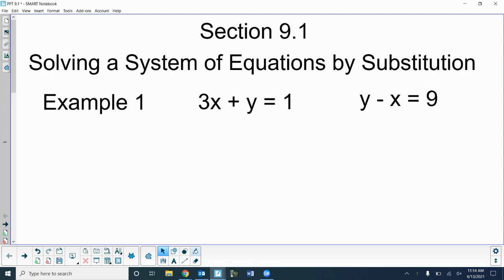All right, so anyway, when we do a system of equations by substitution, we need to get one of the variables alone. Okay? It doesn't matter which one you get alone. It's your choice. My suggestion, though, to make it easier, is to find a variable that has no coefficient in front of it. That way you won't have any fractions.